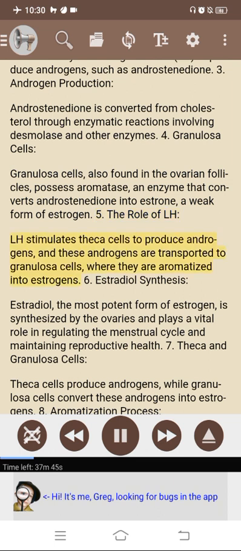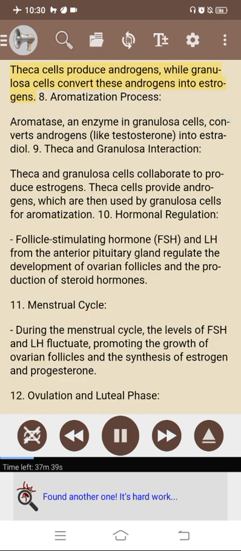5. The role of LH. LH stimulates theca cells to produce androgens, and these androgens are transported to granulosa cells, where they are aromatized into estrogens. 6. Estradiol synthesis. Estradiol, the most potent form of estrogen, is synthesized by the ovaries and plays a vital role in regulating the menstrual cycle and maintaining reproductive health. 7. Theca and granulosa cells. Theca cells produce androgens, while granulosa cells convert these androgens into estrogens. 8. Aromatization process. Aromatase, an enzyme in granulosa cells, converts androgens like testosterone into estradiol.